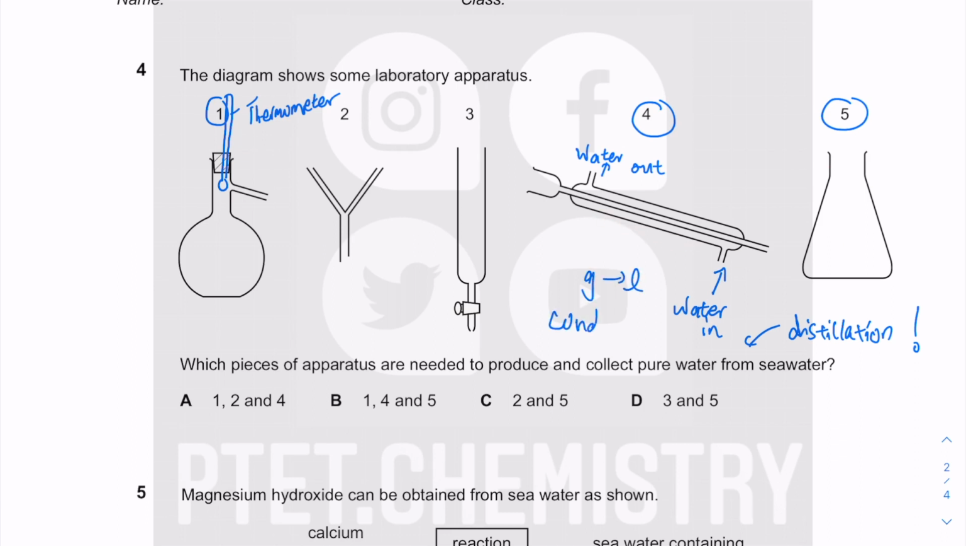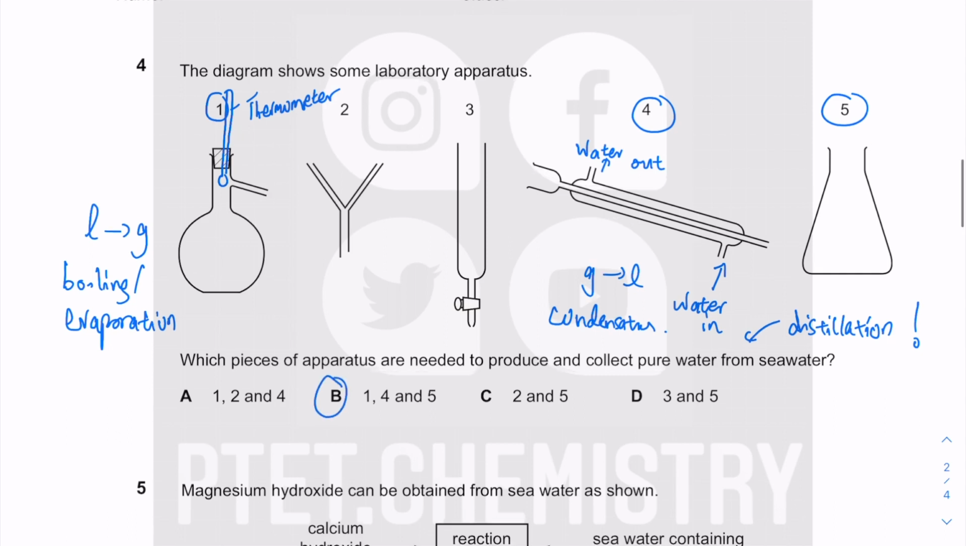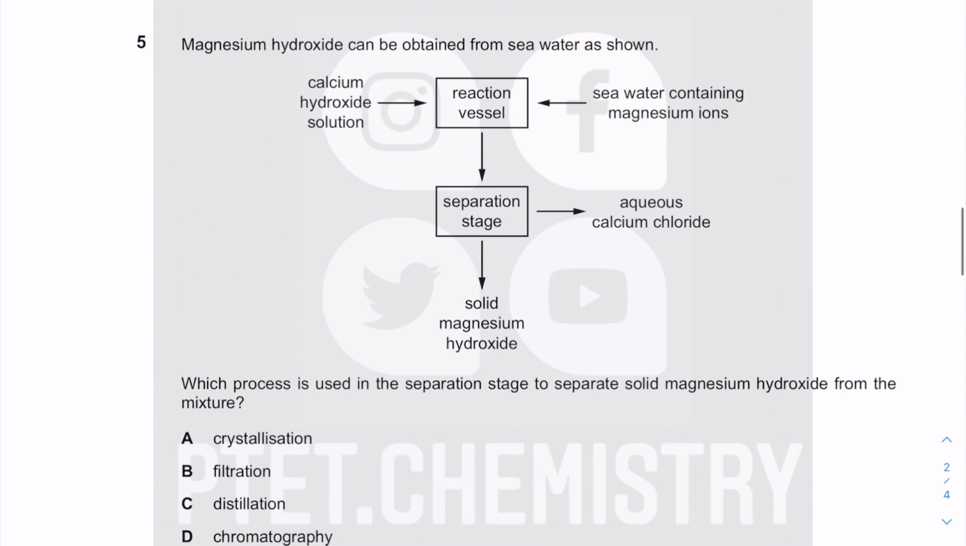That is called condensation. Okay, the previous bit was liquid turning into gas, that is called boiling, or you can also call it evaporation in the context of the combined science 5129 syllabus. All right, so for the distillation apparatus, you need 1, 4 and 5, which is option B. Question 5 is the last question in this particular MCQ work, in addition to the chromatography work and the element compound and mixture work, which has been given up previously. So this is magnesium hydroxide.